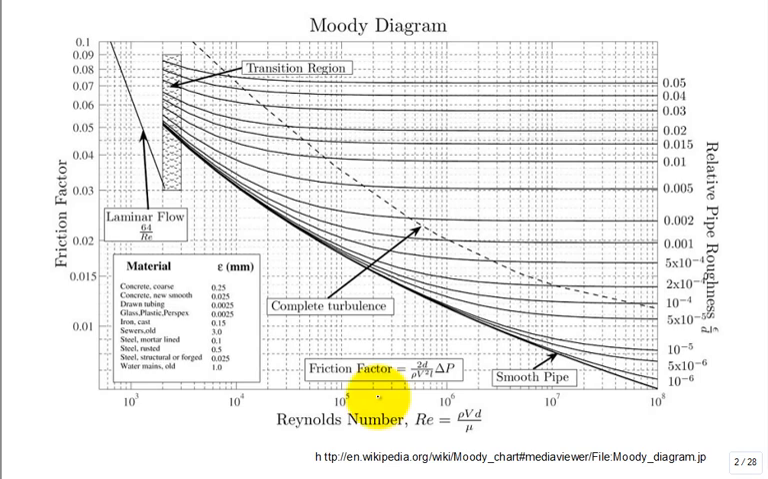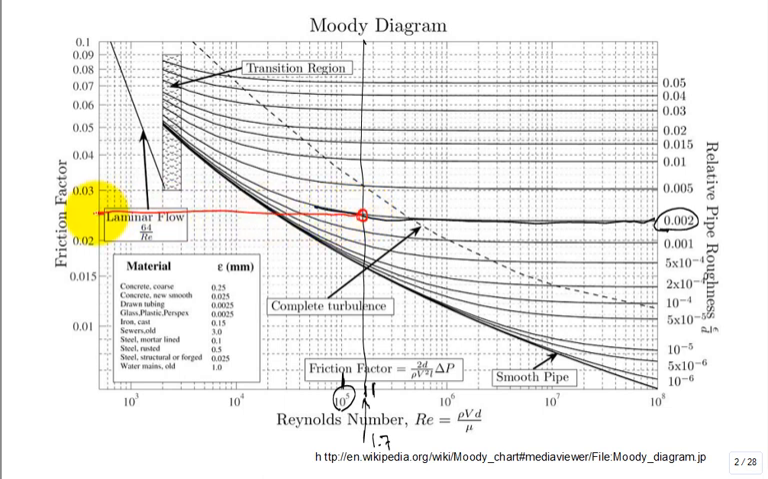So we had about 1.7 times 10 to the 5. There's 2 times 10 to the 5, 1 times 10 to the 5. I'm saying that's about 1.7 times 10 to the 5. So somewhere along that line. And then we have the relative roughness of 0.002, correct? So it's somewhere along this line where they intersect. That's where I want to now read off the friction factor.